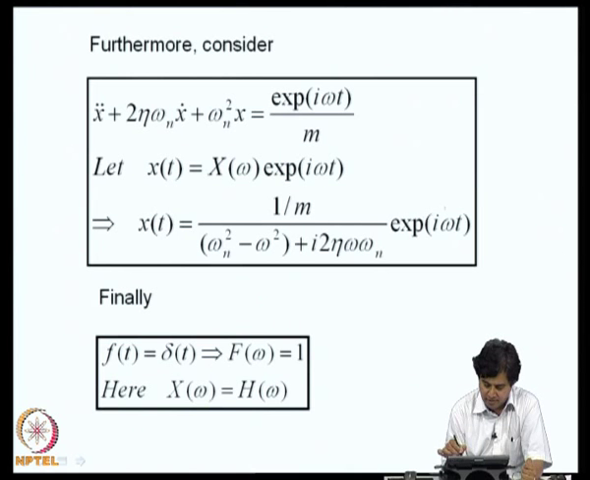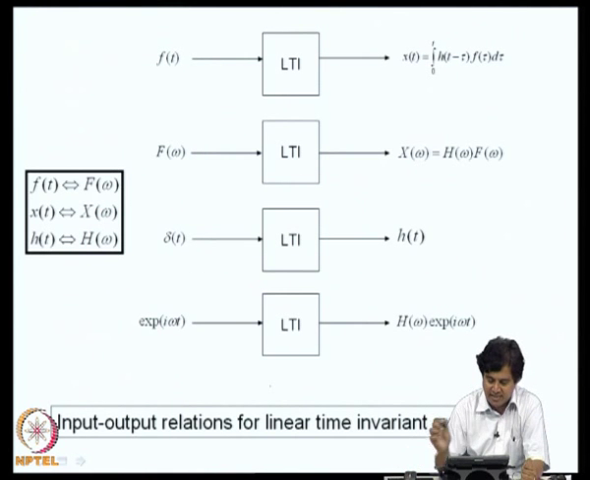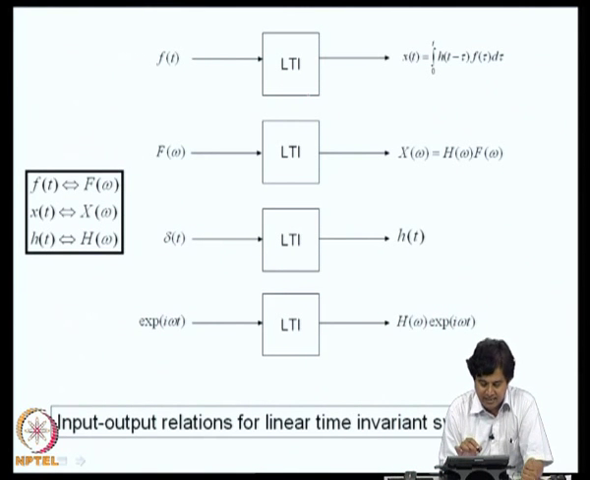So, that is what I have written here. This is the frequency response function, and finally, we will notice that if f of t is a unit impulse, the Fourier transform will be 1, and here X of omega will be simply H of omega. So, based on all this, the summary is that LTI is a linear time invariant system, that means system parameters are not functions of time.